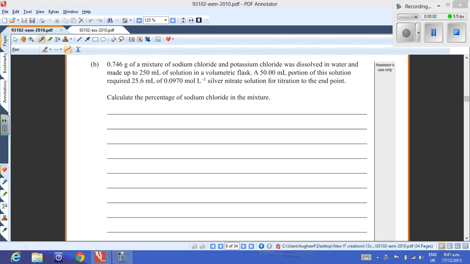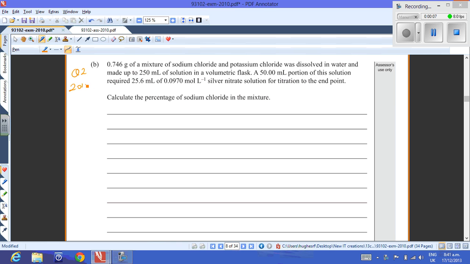Okay, let's take a look at question 2b. This is question 2b from the 2010 scholarship paper. And upon initial inspection, it looks just like a nice straightforward titration, qualitative/quantitative analysis question that you would have had in level 2 even.